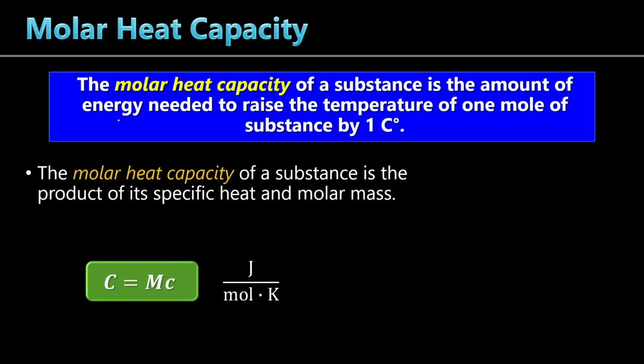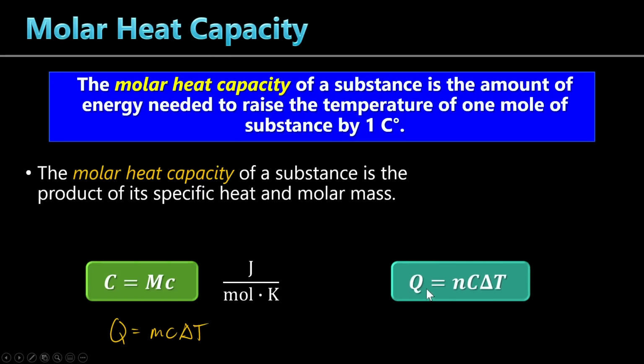Paano? Okay. We may recall that Q is equal to M times C times delta T. So, dati mayroon tayong mass at mayroon tayong specific heat. But this time, ang meron tayo ay molar heat capacity, no? Which is naka-mole yung denominator niya. So, para matanggal yung mole sa denominator, yung M papalitan natin ng N. Kaya yung formula niya ay magiging NC delta T.